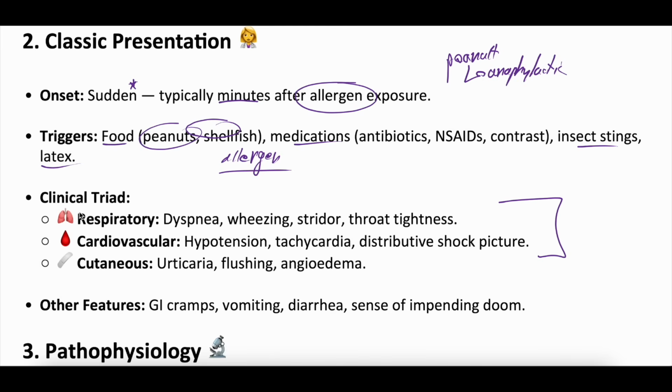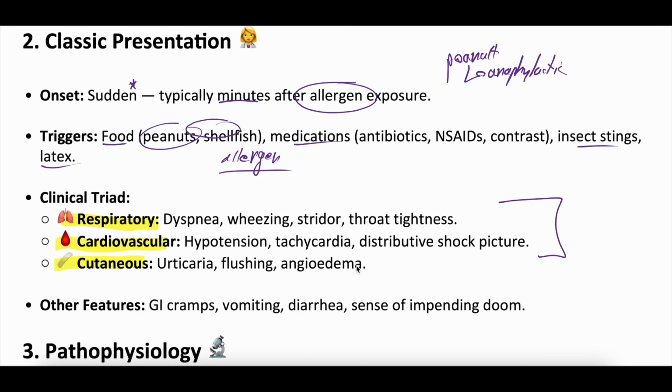So respiratory symptoms can be shortness of breath, wheezing, stridor, which is that upper airway sound, throat tightness from swelling, angioedema. Cardiovascular: hypotension, tachycardia, vasodilation, distributive shock type pictures. Cutaneous: urticaria, which is that kind of raised skin rash that itches, flushing.